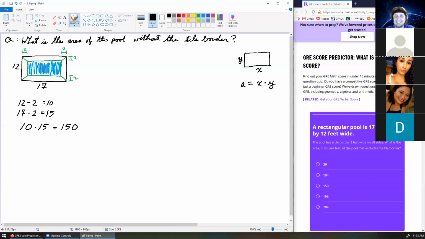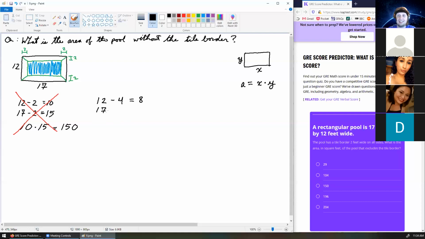Actually drawing out this image makes it really clear, because you put these 2 foot borders on each side, because it's a border that goes around the entire pool, right? Yeah, each side of each side. So you're actually not subtracting 2 from each side. You're actually subtracting 4 from each side. Yes, that's what we did wrong. It's not 12 minus 2. It's actually 12 minus 4 because the border's on both sides. So what's that get us? 8, right?